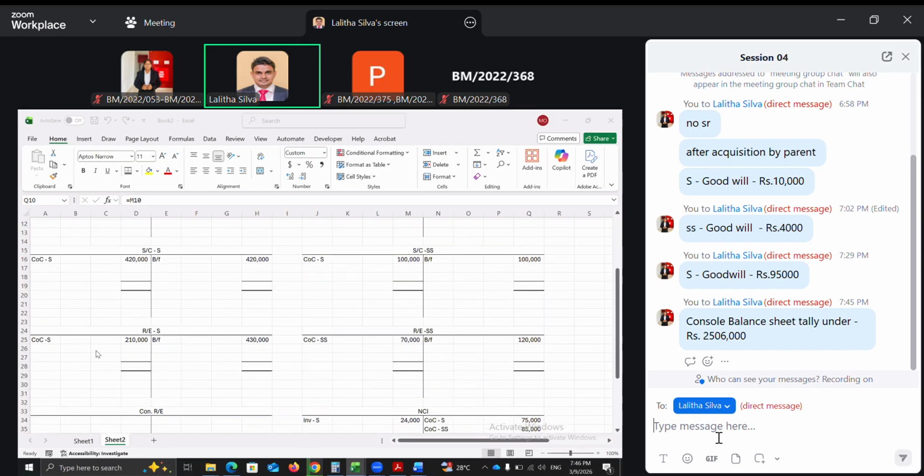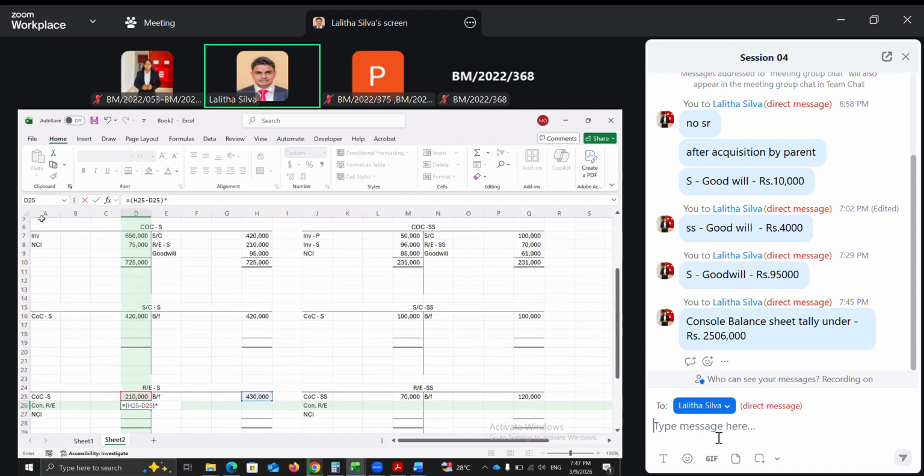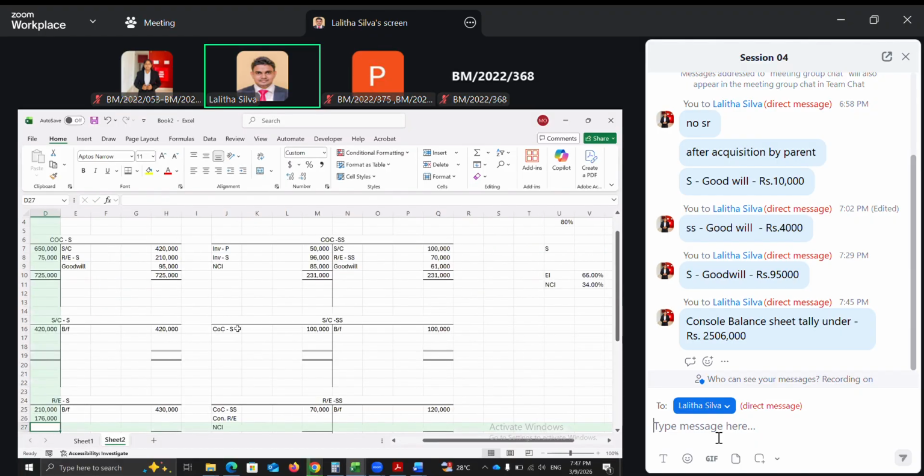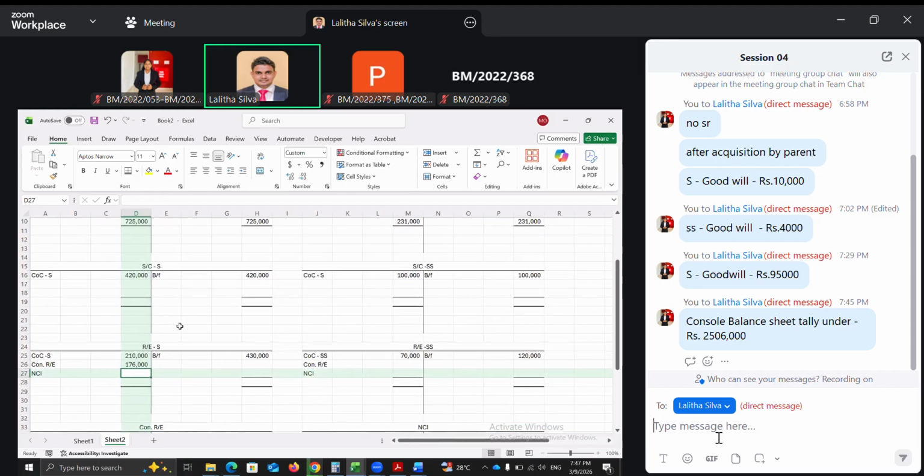Now, the rest are the same. Now we are going to consider the post-acquisition retained earnings, which should be divided among the consolidated retained earnings and the NCI. We had 430, but we took 210,000 out of it. From this, 80% to the consolidated retained earnings, and the balance to the NCI.